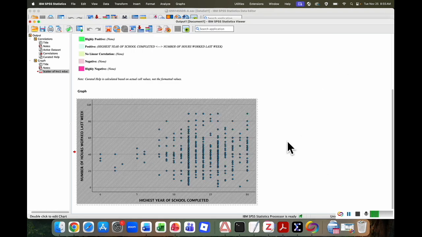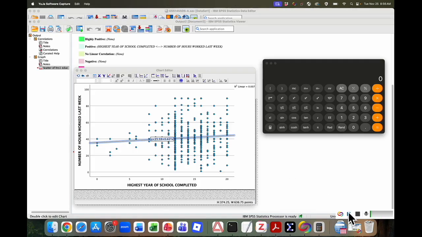Now that number doesn't just come from the error, it is the percentage of variance that's explained based on the percentage of the dependent variable, in this case, number of hours worked last week, that's explained by the independent variable, the highest year of school completed. So 0.007, if we remember the correlation between these variables, the Pearson's R was 0.084.